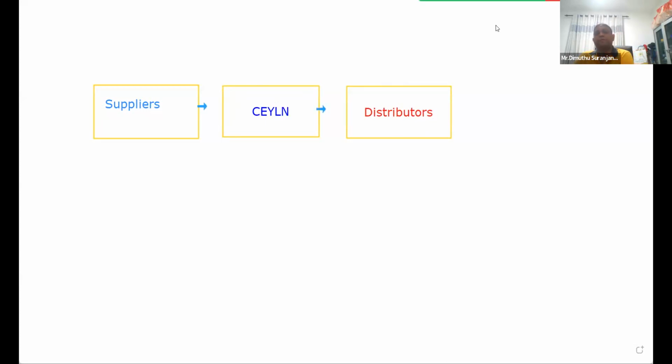Right. So this supply work was done by whom? This supply work was done by ASL Lanka. So the supplier name is also given. ASL Lanka.